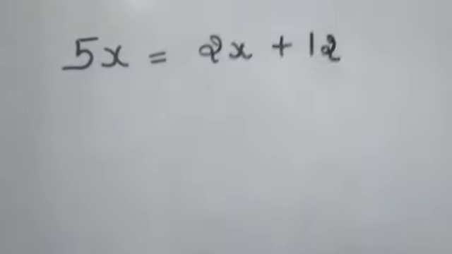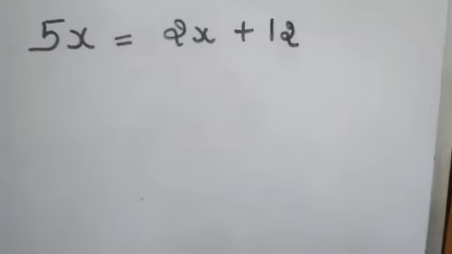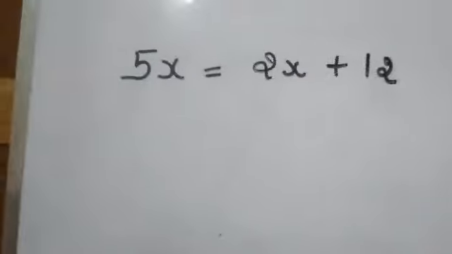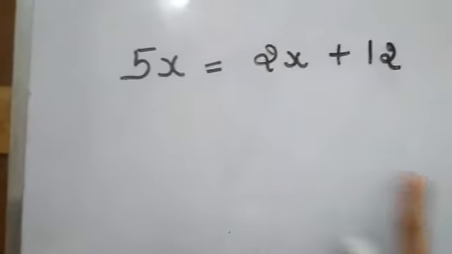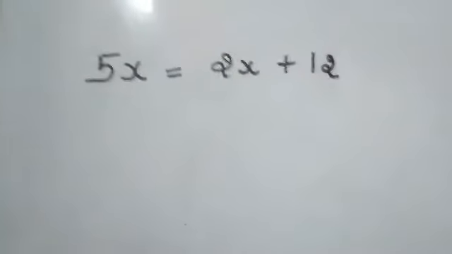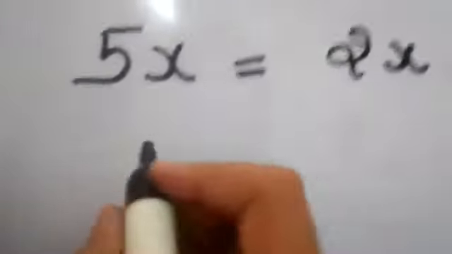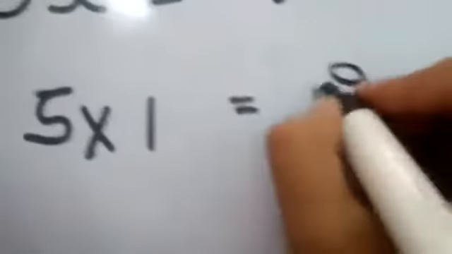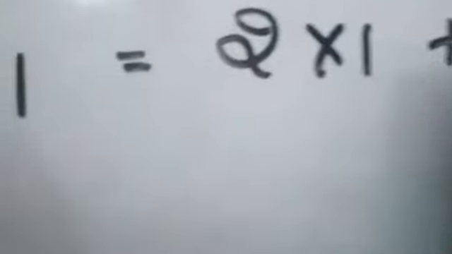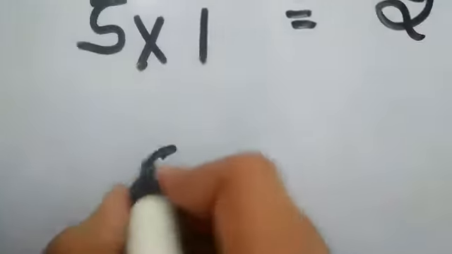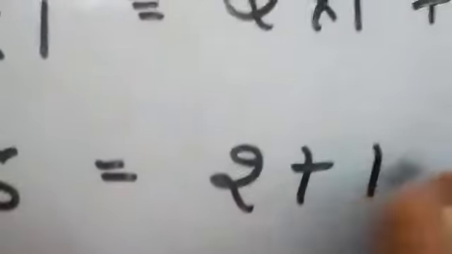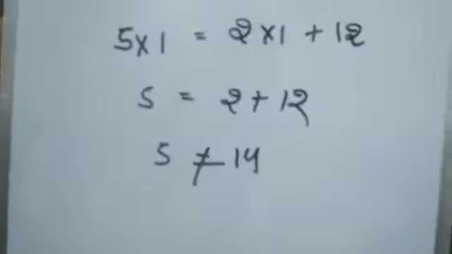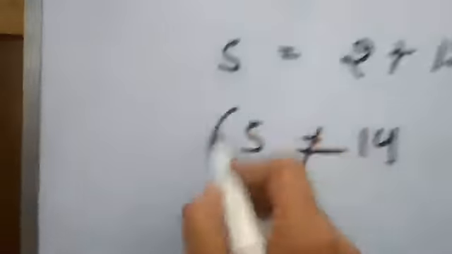Both are the same. Okay, what we have to do in this? We have to put in values starting from 1, line by line, and check whether both the sides become equal or not. For example, firstly, we will take 1 in place of x on both sides. So 5 equals 2 plus 12, that is 5 is not equal to 14. LHS is always equal to RHS, but here they are not equal. It means the value of x is not 1.